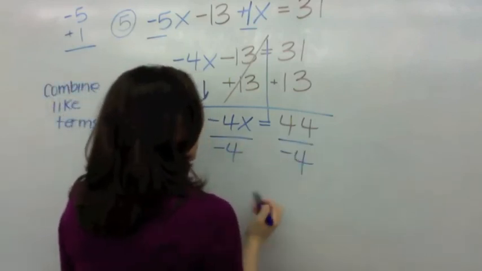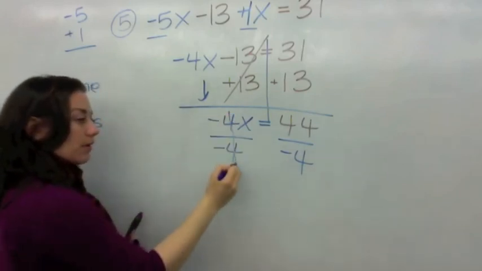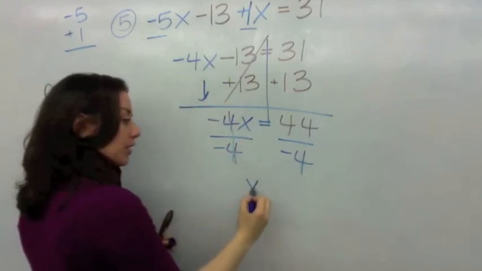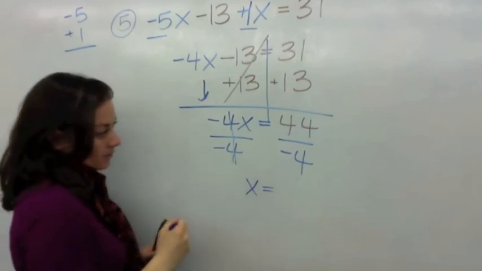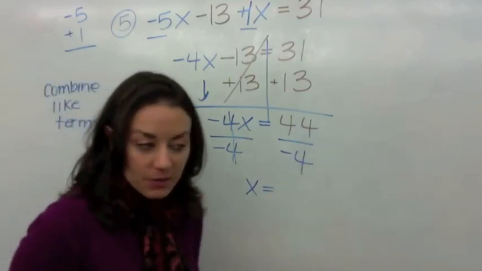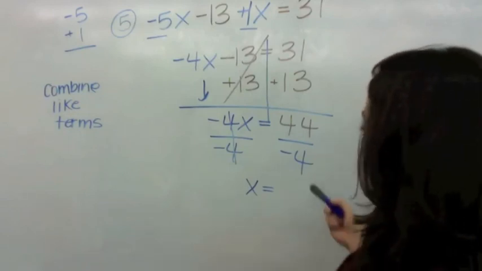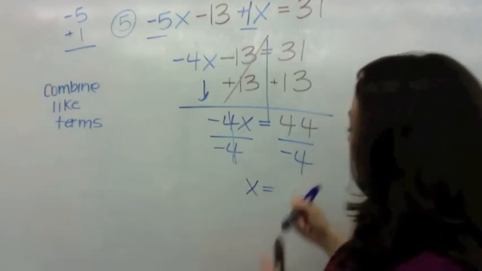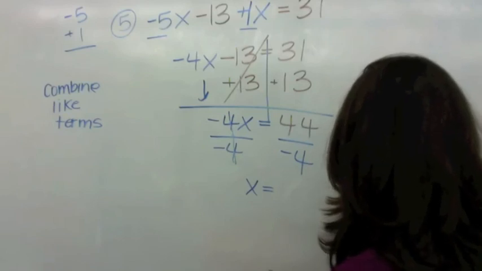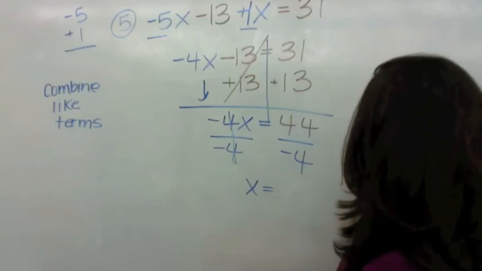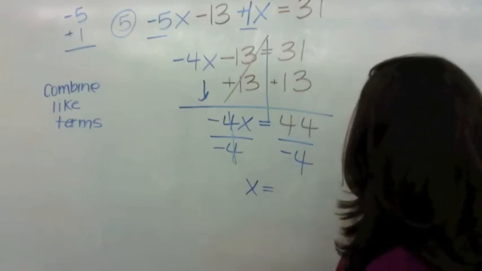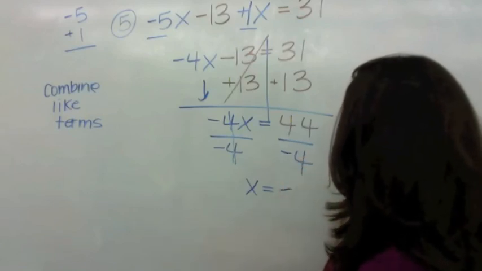Very good. So negative 4 and negative 4 make 1. Very important that this is 1. So really, you're left with the single lady x. And we have 44 divided by negative 4. How many times you skip count by 4 to get to 44? Oh, that's 11. But is it positive 11 or negative 11? Okay, take a look. You have a positive divided by a negative gives you what? Negative 11.